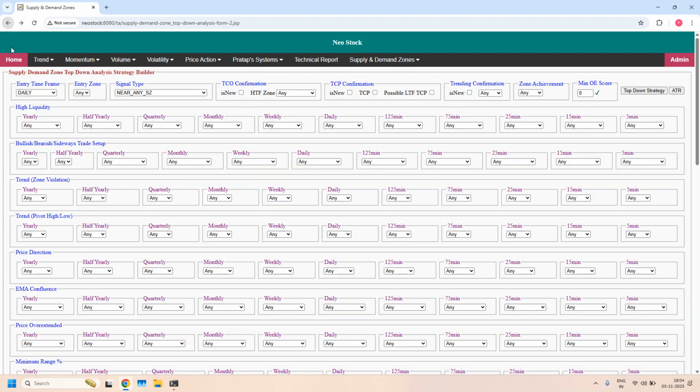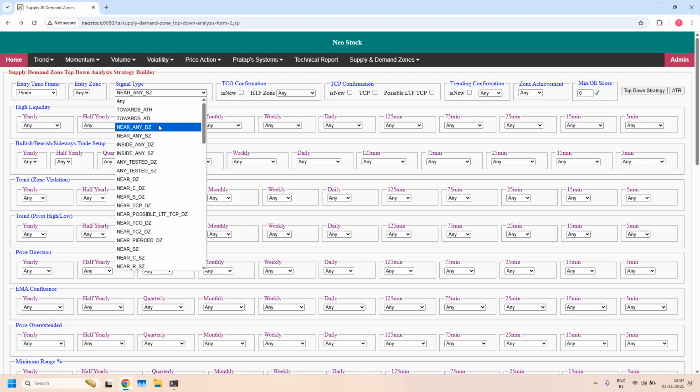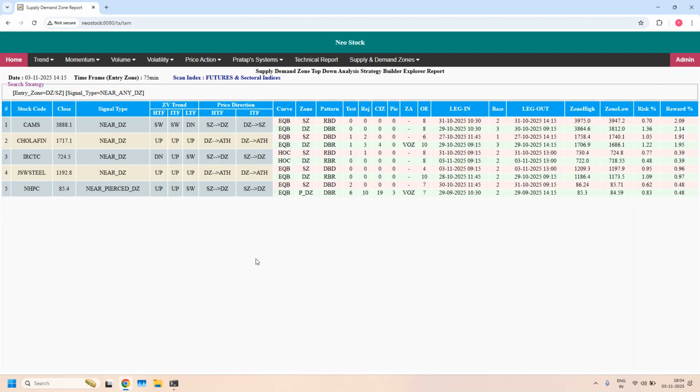Okay, next time frame is 75 minutes. Stocks near to the 75 minutes demand zone, we got 5 stocks. And we don't have any 75 minutes high liquidity demand zones from this list.